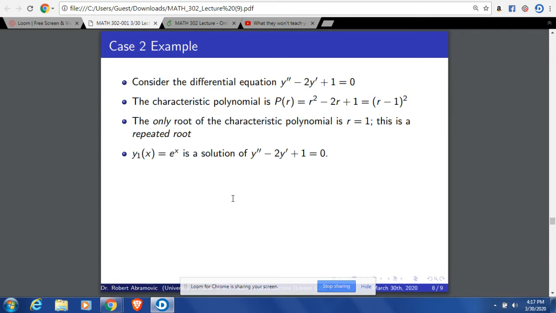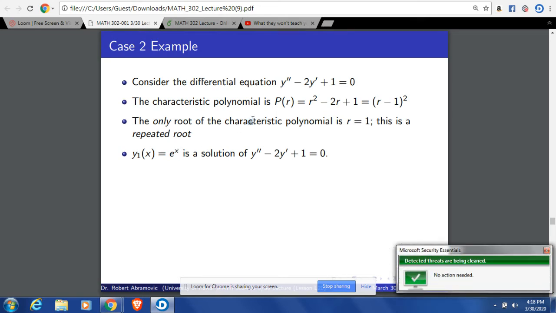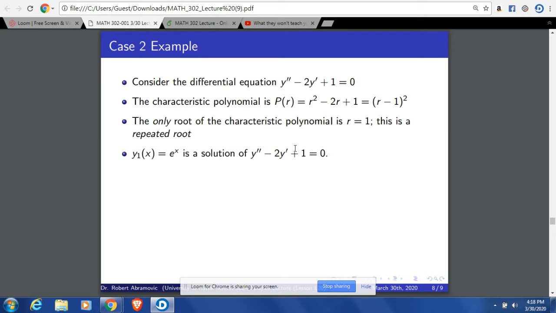So if y1 of x equals e to the rx is a solution of y double prime minus 2y prime plus y equals 0. Notice it's always the case that you can always get a solution. Once you have a root of the characteristic polynomial, you can always form a solution just by taking e to the rx. It's true whether or not r is real or complex. In this case, it's real, and we get e to the x is a solution.